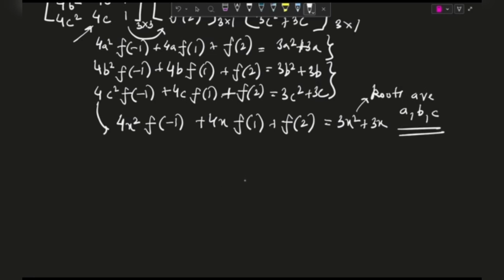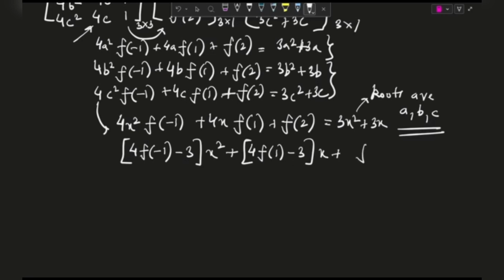That is, what is it? So now let's try to rearrange this equation a bit. So this will actually become 4f(-1), and we bring 3x² to this side, so minus 3 times x², plus, I guess, 4f(1) minus 3 times x, plus f(2). This thing becomes equal to 0. So we know that this equation is satisfied by our x, a, b, c.